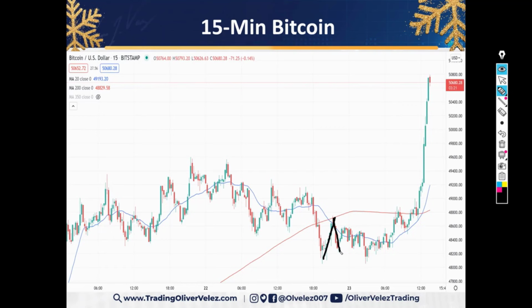Now look at what Bitcoin does with the 20. There's no respect for the 20. It goes above the 20, it goes below the 20, like it's not even there. It's just easily searing through. Up above the 20, below the 20, above the 20, below the 20. But look at the change. We get back to the 200, and once again, the 200 says, you're here again? I thought I told you, get out of here.